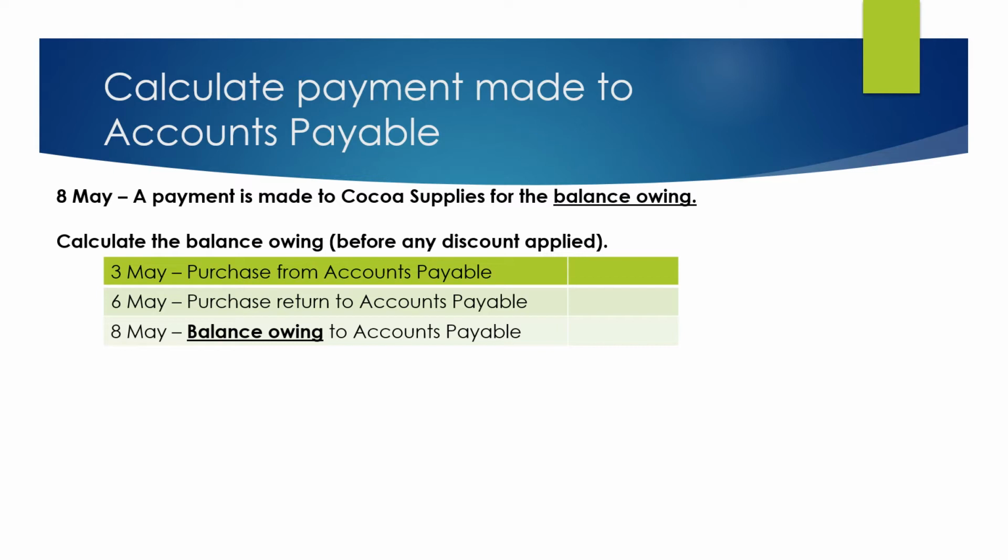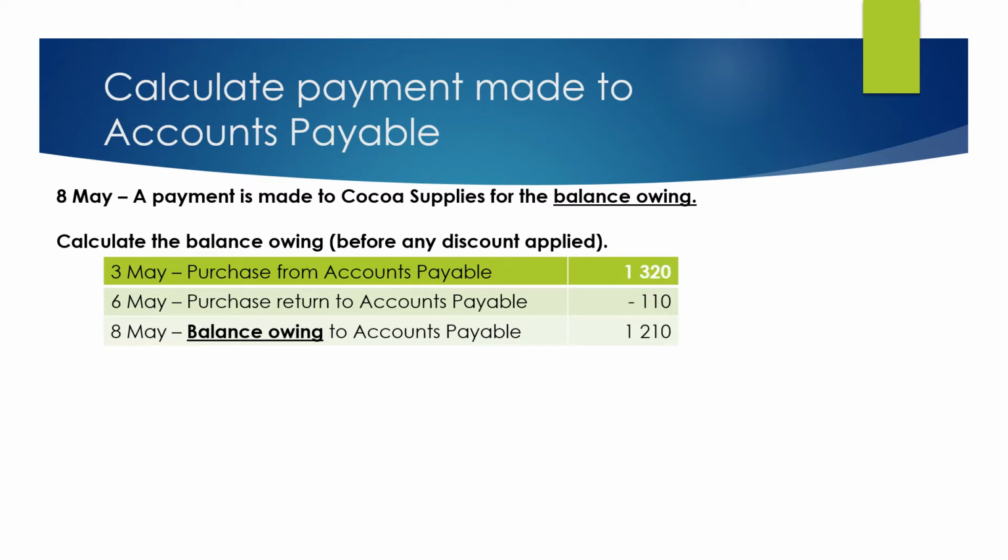So firstly, we'll need to calculate the balance owing before any discount is applied. On the 3rd of May, when the credit purchase was made from the accounts payable, the amount owing was $1,320. On the 6th of May, when there was a purchase returned to the accounts payable, this reduced the amount owing by $110. Therefore, on the 8th of May, the balance owing to the accounts payable is $1,210.